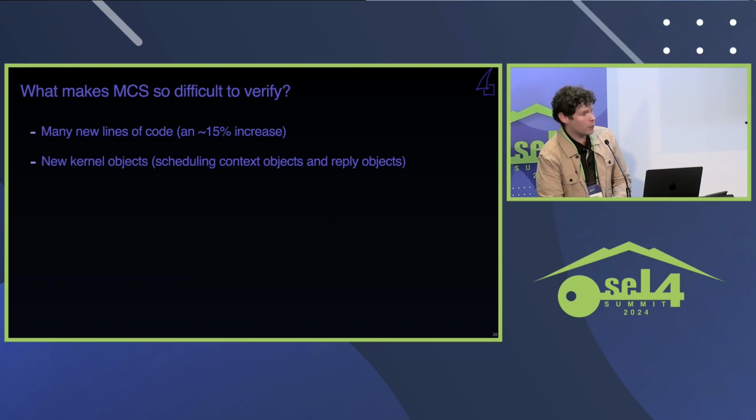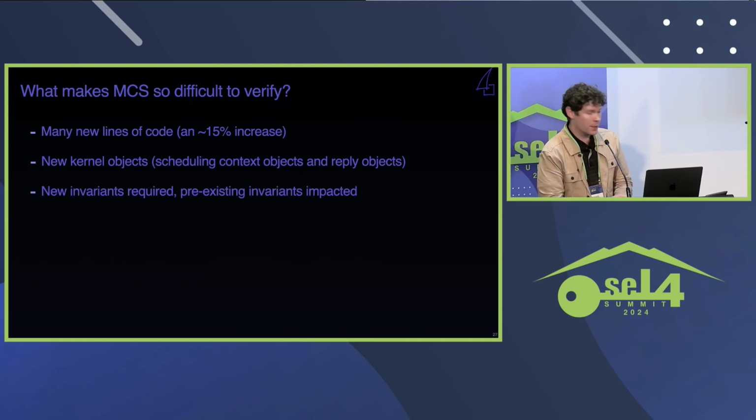So we've got some new kernel objects, the scheduling context objects I mentioned before. We've got reply objects as well. We've got lots of new invariants that are required. So invariants tell us nice properties about the system. There's an awful lot more going on in MCS, so we need to know much more about what's happening in the kernel. And so we've got lots of new invariants that we've come up with. And lots of the invariants from the non-MCS version of verification have been impacted as well.